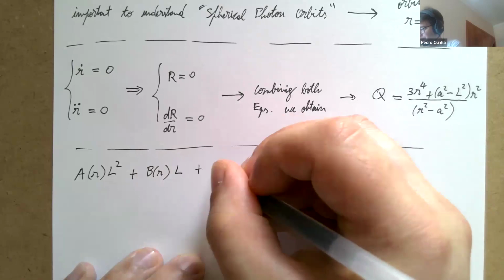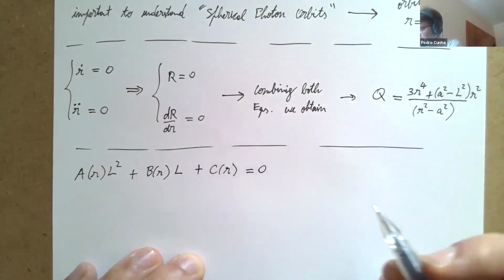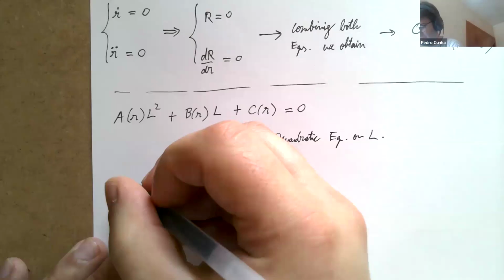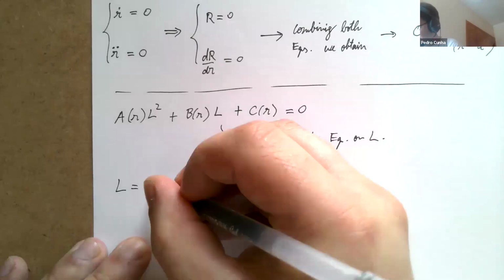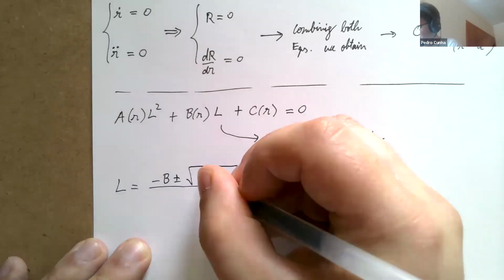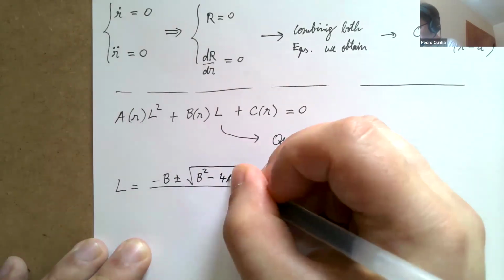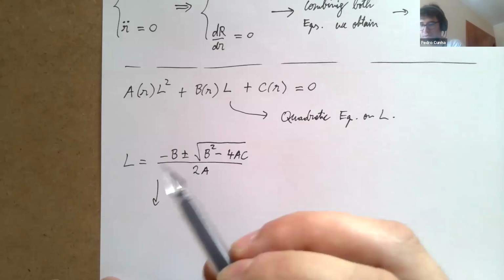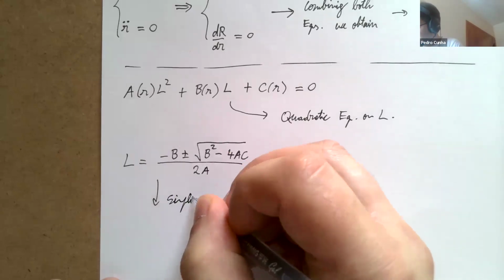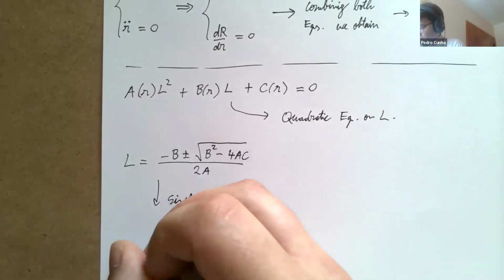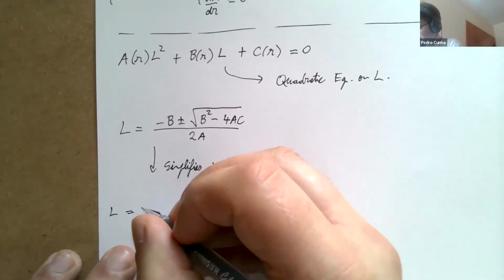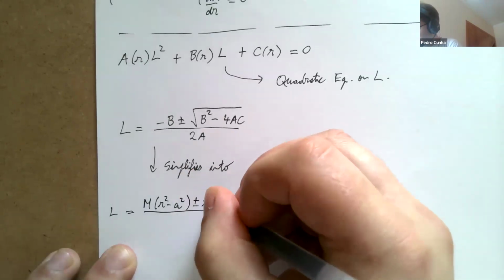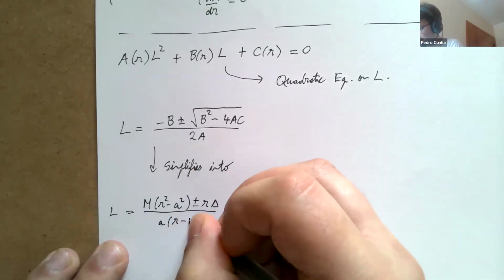So this is a quadratic equation on the angular momentum. And so you can solve it. So you can obtain that L is minus B plus or minus the square root of B squared minus 4AC, divided by 2A. And after you do extensive computations, this simplifies into L being equal to the mass times r squared minus a squared plus minus r delta, over a times r minus m.